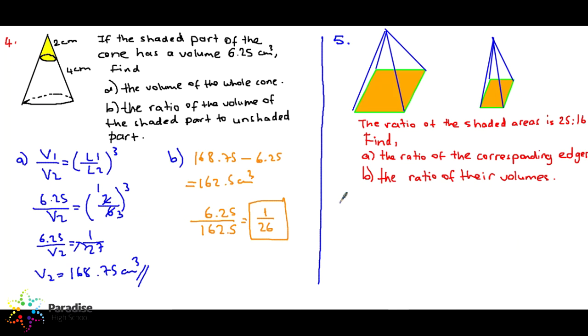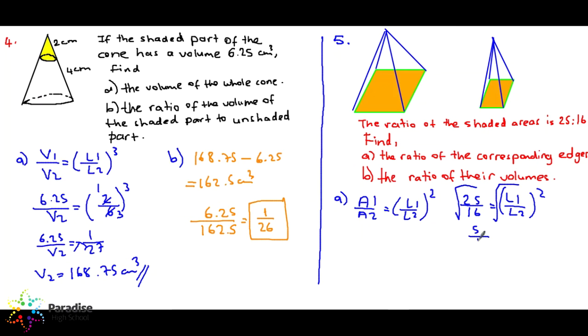What is the ratio between the areas? Let's remember, we usually use A for area. Area 1 over area 2 will be L1 over L2 squared. What is given? A1 over A2 is 25 over 16. We are looking for the ratio between two corresponding edges, so I will take the square root of both sides. This is going to be 5 over 4, equal to L1 over L2. That's the answer.